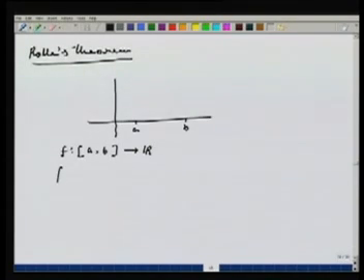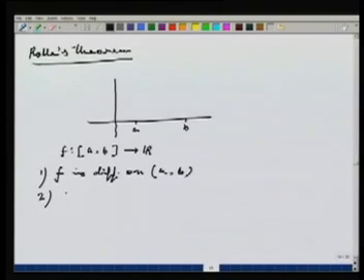Assume that f is differentiable on the open interval AB. Also assume that f of A is equal to f of B. So if I try to draw the graph of the function, at the point A the value of the function f(a) has the same height as f(b), then the curve of the function has to look something like this maybe, if I can draw the graph of the function.